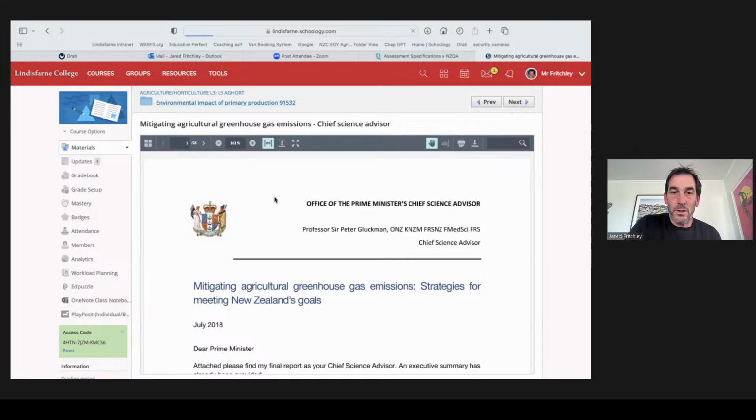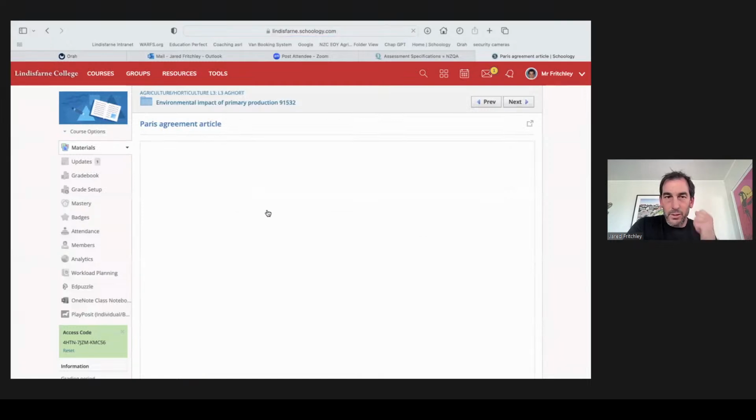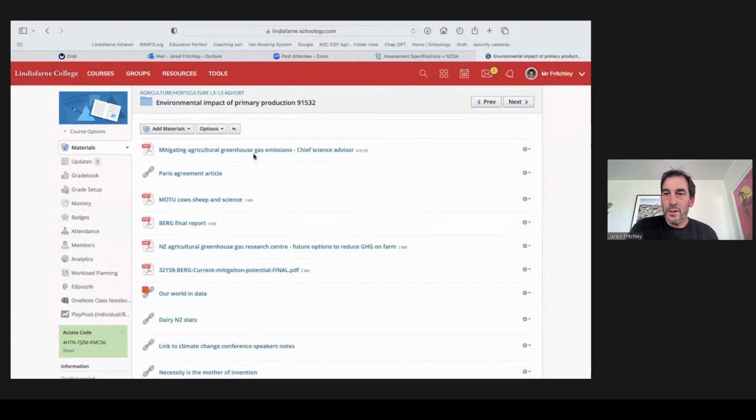That's not a bad one to look at. And then what else we got? Paris Agreement. It's always interesting to look at this. Maybe it doesn't take us to it. There we go. But there's a global agreement that countries kind of looked into.